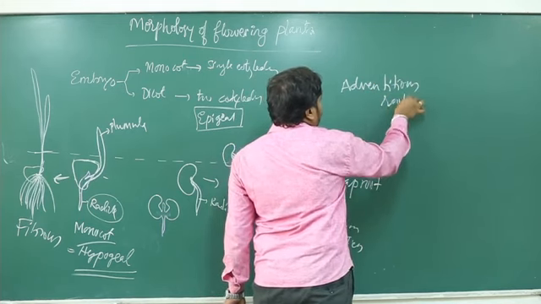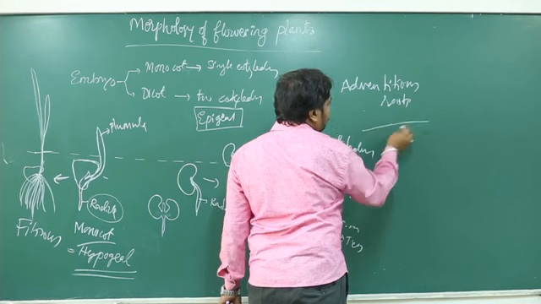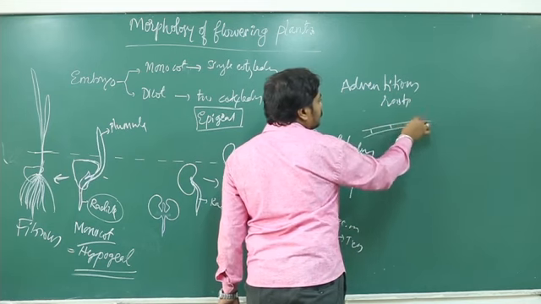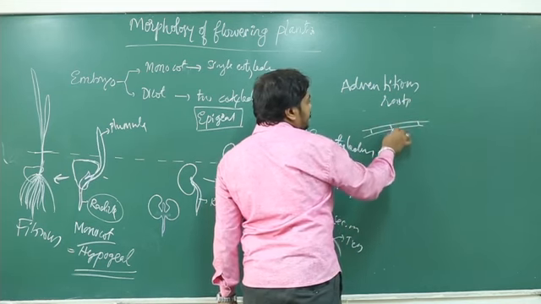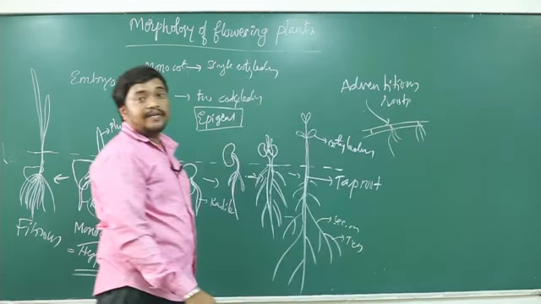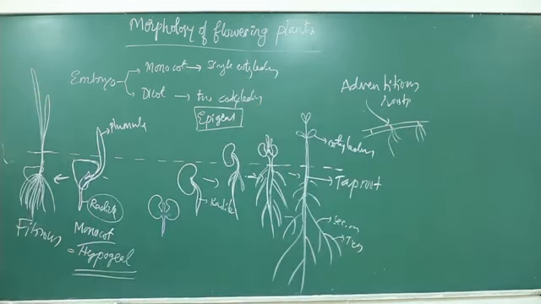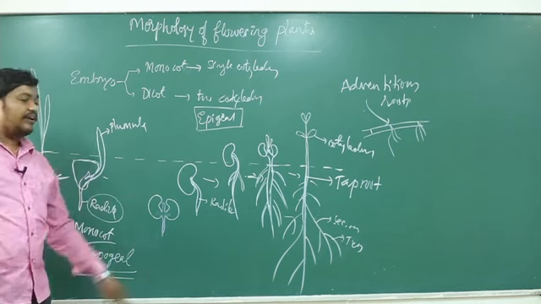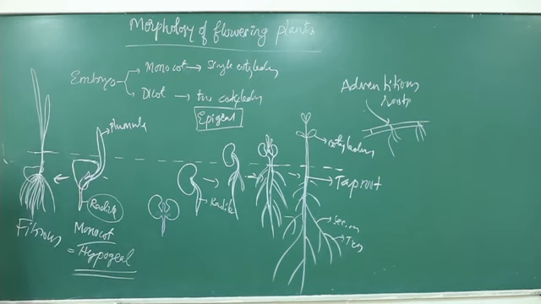Adventitious roots. Suppose there is a stem, and this is the node and internode. From the stem, if roots arise like this, they are termed adventitious roots. The actual roots need to be produced only from the radicle; then they are either taproot or fibrous root systems. Other than this, if any part of the plant starts producing roots, it is called an adventitious root.